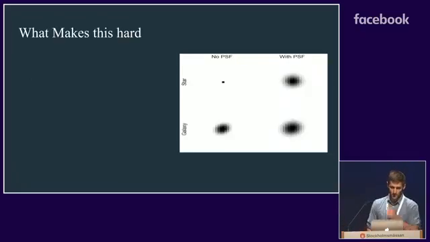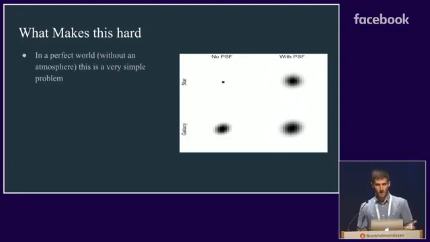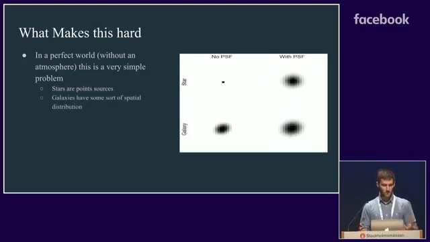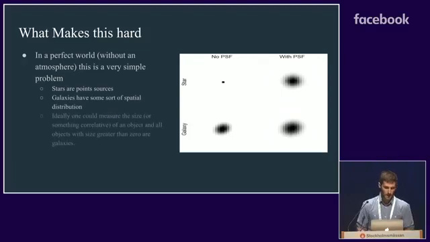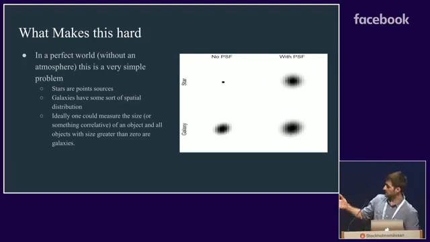Okay, so what makes this hard? Well, in a perfect world, for astronomers without an atmosphere, it's a pretty simple problem. Stars are point sources, galaxies have some sort of spatial distribution, and so you could just measure the size of the object. If it's greater than 0, it's probably a galaxy. If it's around 0, it's a star. So this is basically the first column, the left-hand column on the figure. Stars, just a nice little point source. Galaxy has some sort of distribution.